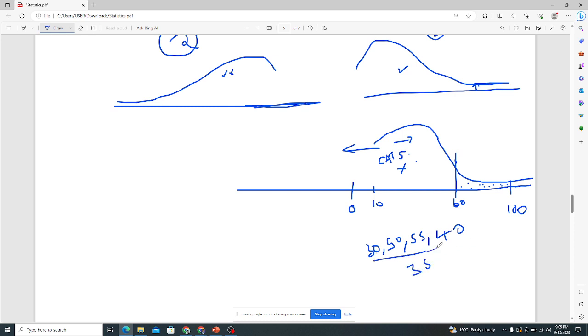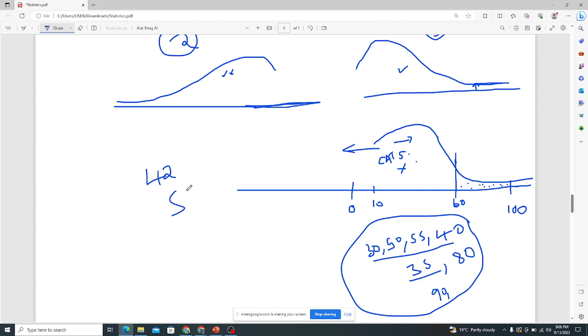If we do the mean of this, can someone maybe do the average? I think it's 42. The average is 42. All right, I want us now to add some outliers to the positive side. Add 80 and add 90, just two. Now do the average of all these. You can see 54.28, now 54. So you can see our mean is increasing.